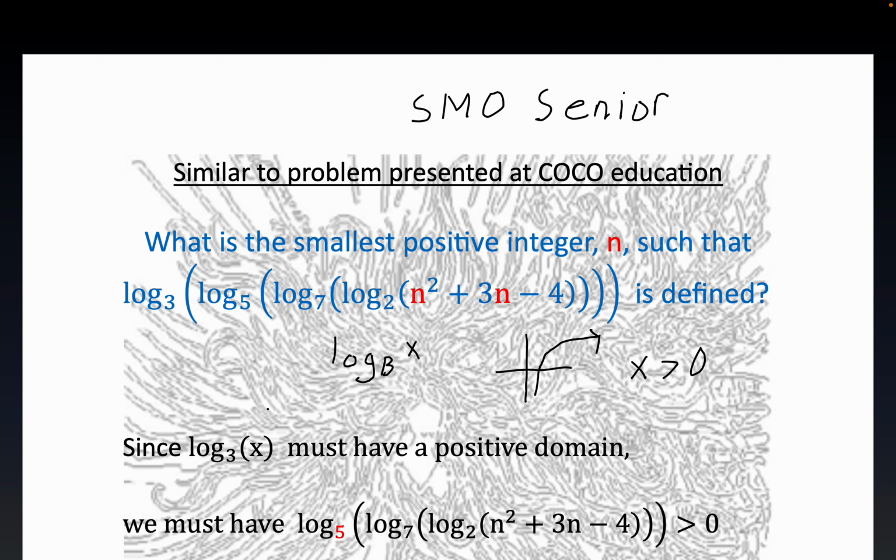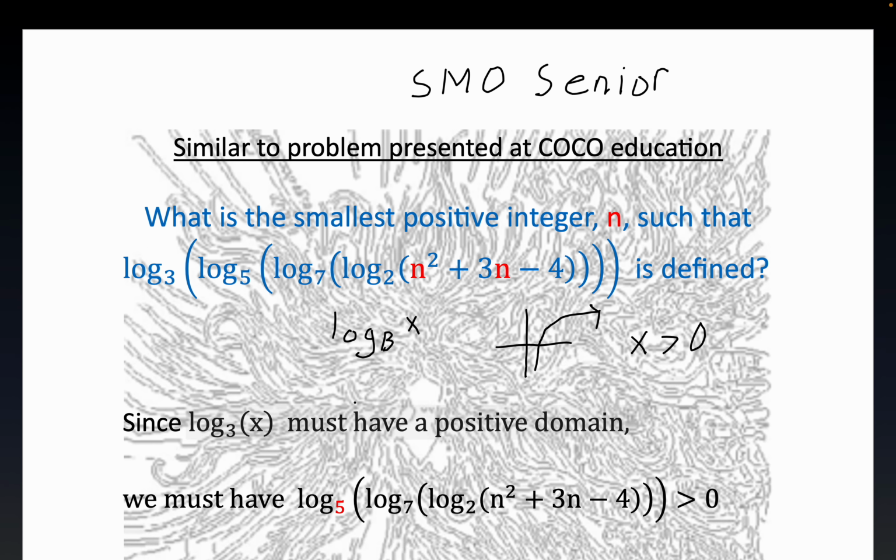Okay? So really we have to just successively force that condition to hold. Now, log base 3 is the outer logarithm, so it must have a positive domain. That means this part right here is our new input, this entire object, which is a nested logarithm itself. This circled object has to be positive because it's the input to the log base 3 logarithm. So we're forcing that to happen. Notice it's log base 5 now.